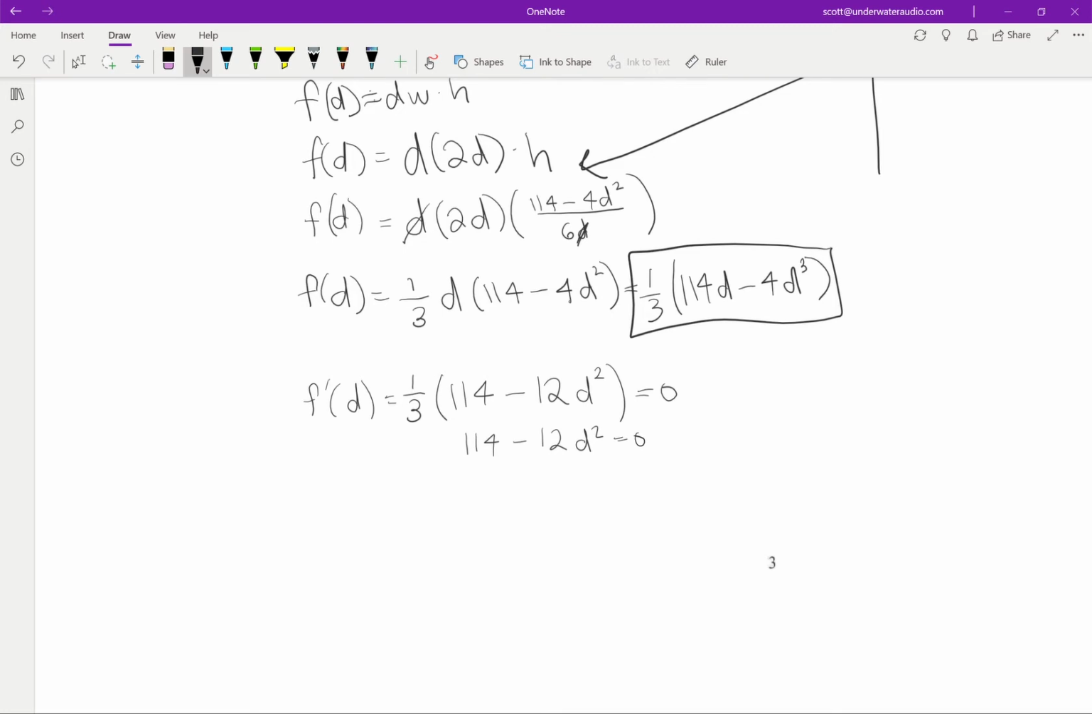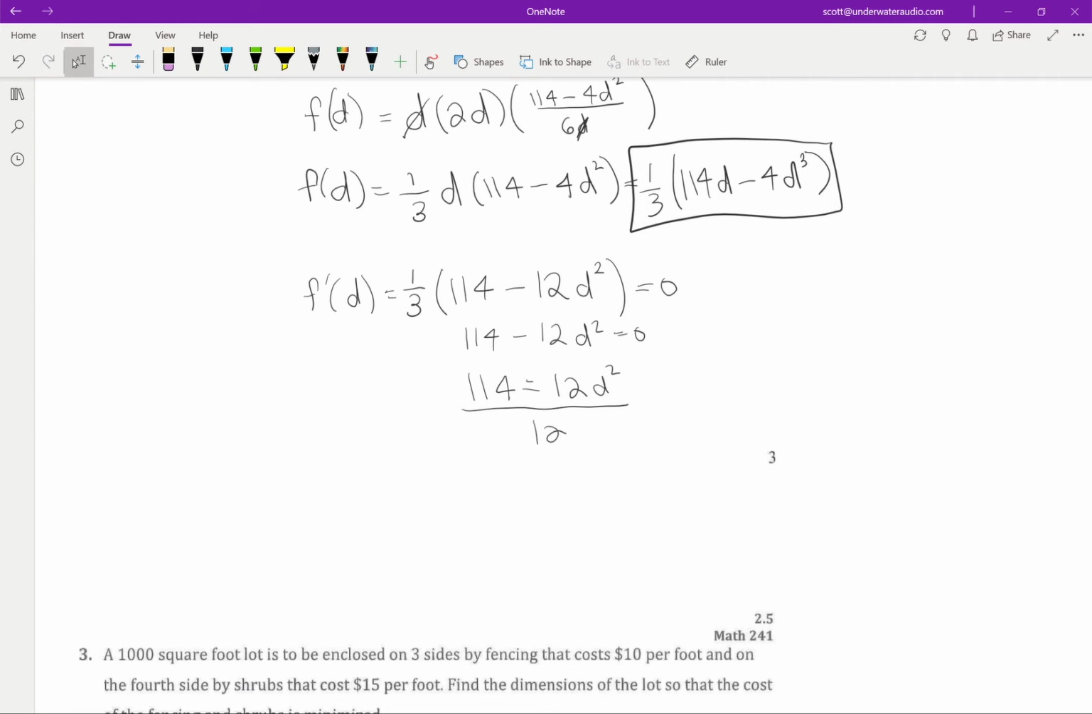I'd add 12d squared to the other side, and divide by 12. And then I would square root. D equals the square root of 114 over 12, which I will do in a calculator. Which is about 3.1.